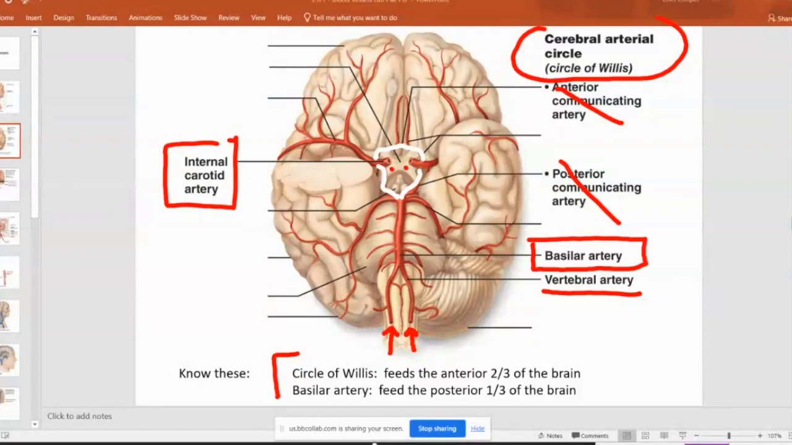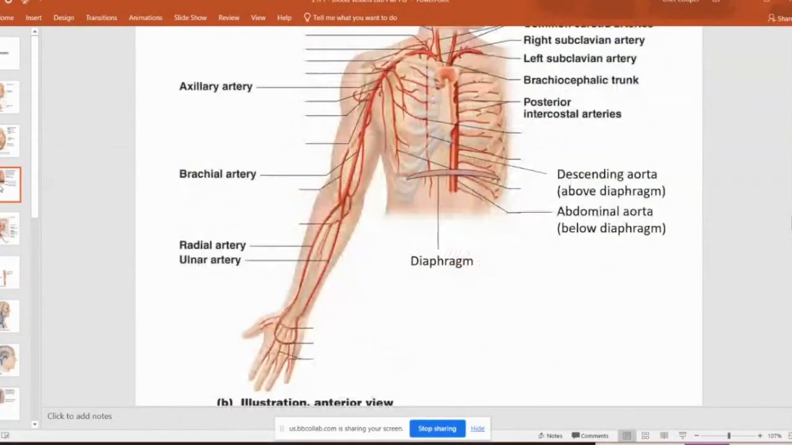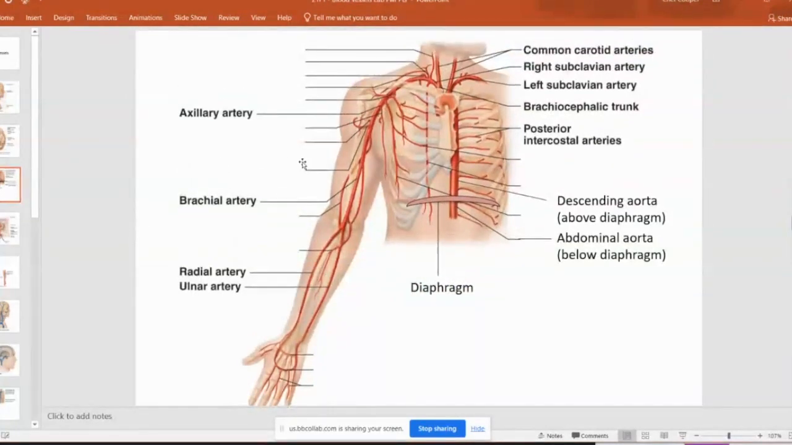Okay, go ahead and get that if you didn't already. So we already did this picture. What do we call the main one here in the arm? Brachial. What do we call the one over here that goes to the thumb? Radial. The one underneath here. Oh, see how we say that? Underneath, ulnar. Yeah. What is it called right in here? Axillary.